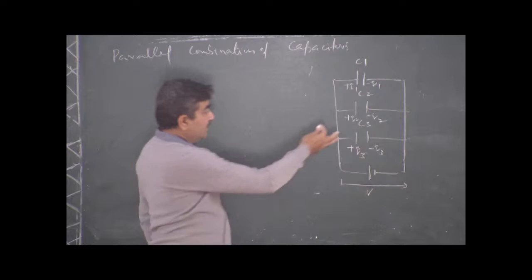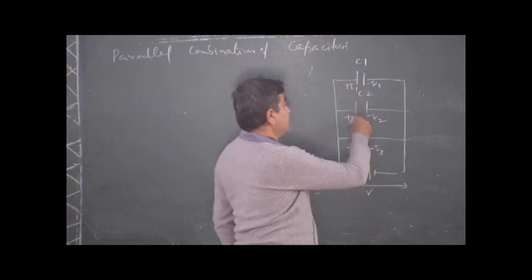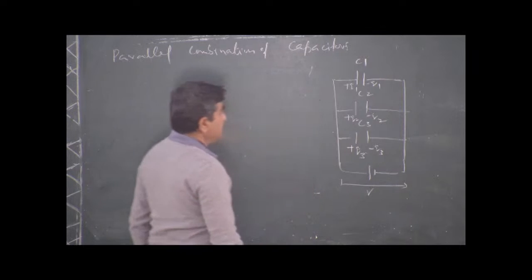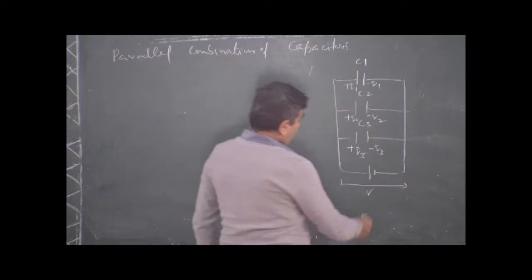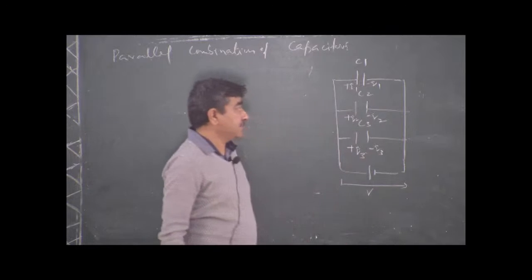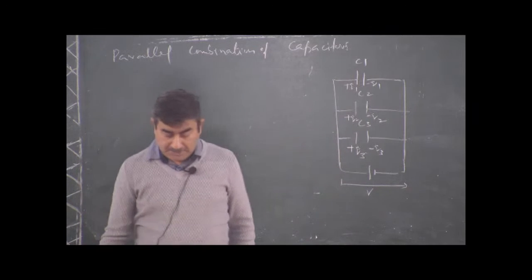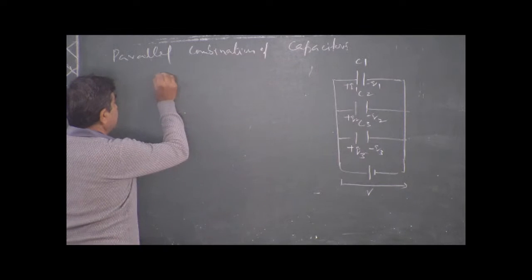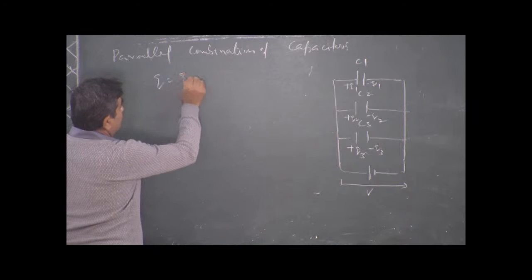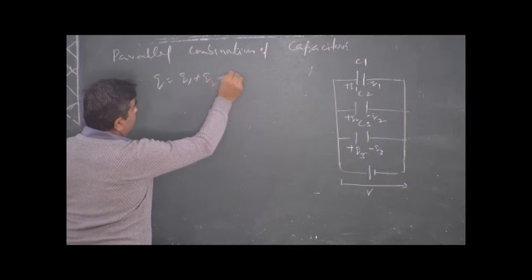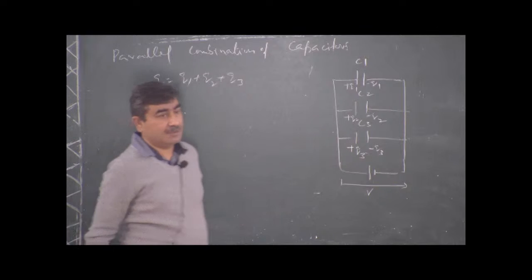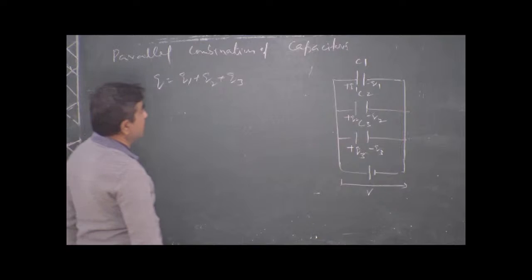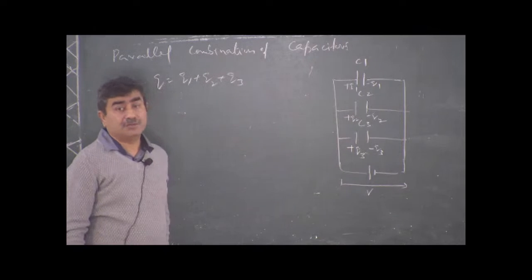So, this is the parallel combination of capacitors. We are having 3 capacitors C1, C2, C3 and they are connected in parallel to each other and a potential V is applied. Then the total charge Q will be equal to Q1 plus Q2 plus Q3.